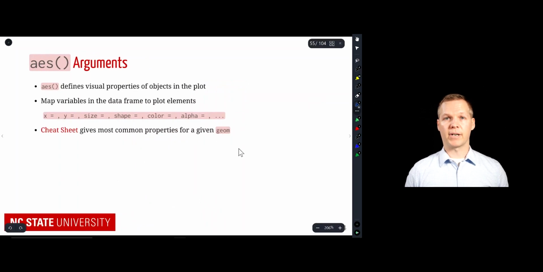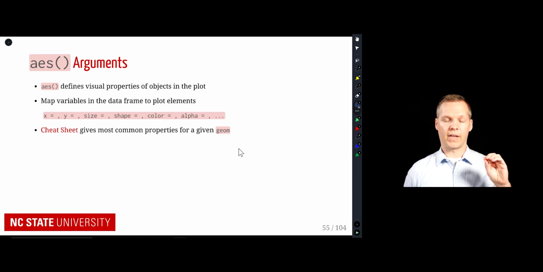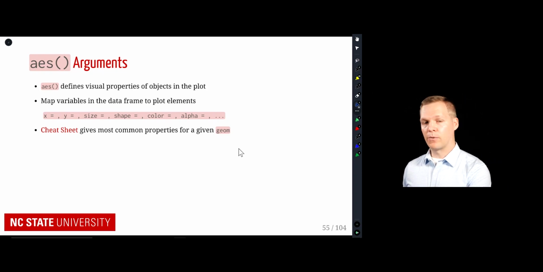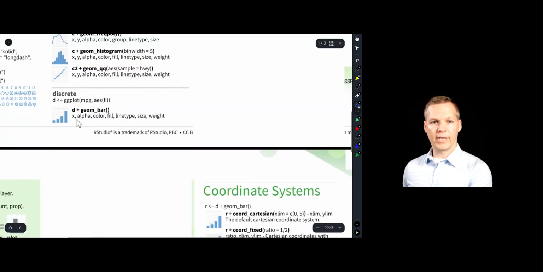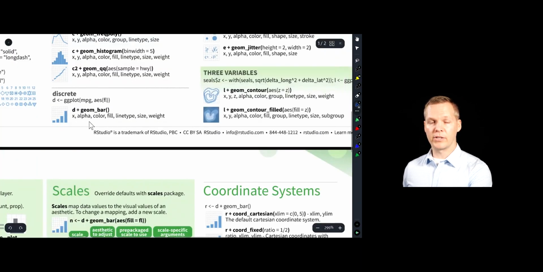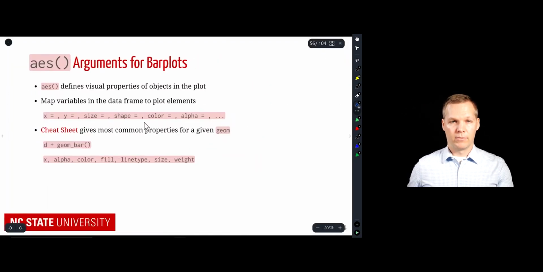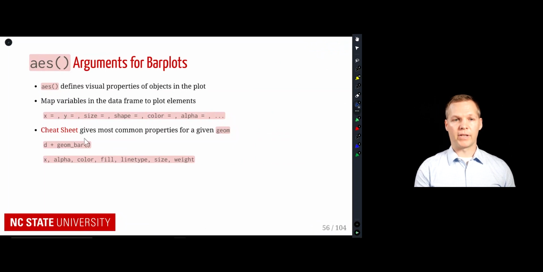Okay, so let's try to customize this bar plot. What are the other things that we might change about this? Well, remember that the aes function defines the attributes of your plot. Basically, you're going to use this function anytime you want to take a variable from your data set and assign it to some attribute of your plot. And again, the cheat sheet is going to give the most common properties for a particular geom. If we look here, these are the most common properties that you would change for a bar plot. So I have those listed here. This is the basic way that you would create a bar plot and the things that you would consider changing.